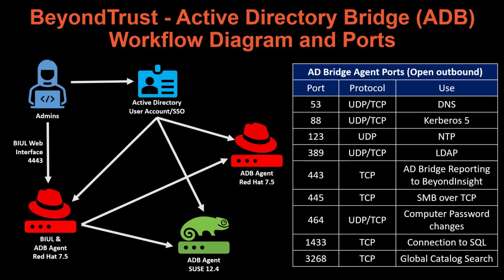This slide shows the workflow for Active Directory Bridge and the ports required. At the top here you have your admin and they sign in to a web interface, BIUL, and this is done over 4443. And then after we've configured BIUL and deployed the Active Directory Bridge agent to the corresponding systems, we'll then be able to sign in with Active Directory user accounts to each one of those corresponding Unix and Linux systems. And this system here has both BIUL and the ADB agent installed on it.